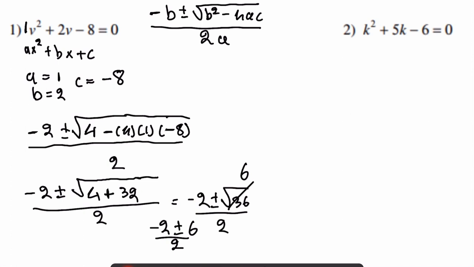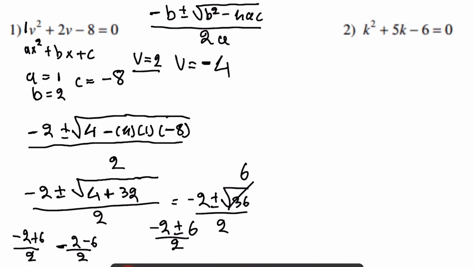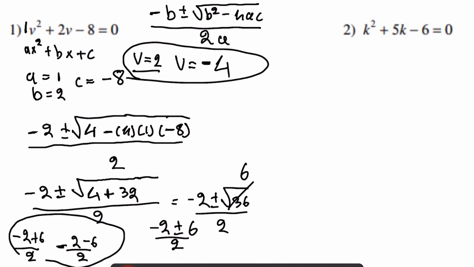So now we have two solutions. We have negative 2 plus 6 over 2, and we have negative 2 minus 6 over 2. So negative 2 plus 6 is 4. 4 over 2 is 2. So one of the solutions is v is equal to 2. Negative 2 minus 6 is negative 8. Negative 8 over 2 is negative 4. So the second solution is v is equal to negative 4. And these are from this. So now let's move on to the next problem here.